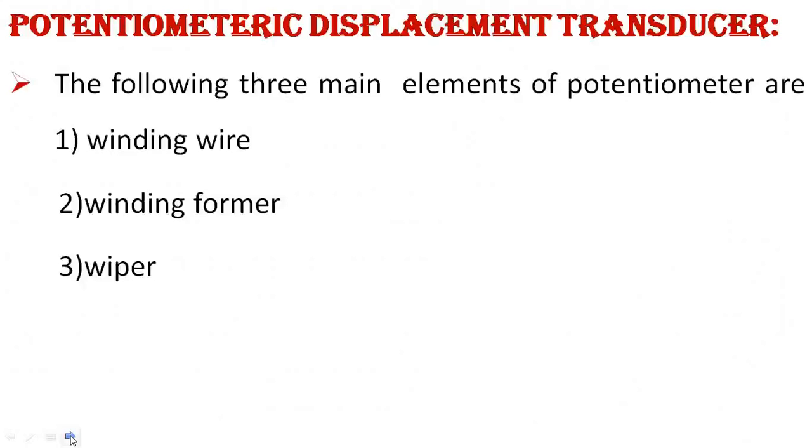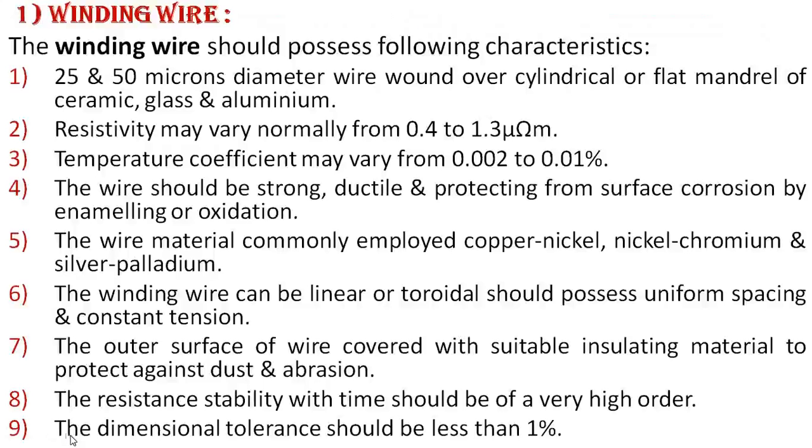Now, the potentiometric displacement transducer contains three main blocks which perform the operations in a potentiometer. First one is the winding wire. Second one is the winding former. We already know the winding wire is wound on the winding former. And what is the wiper? The wiper is the sliding contact, which we use in a linear potentiometer and an angular potentiometer.